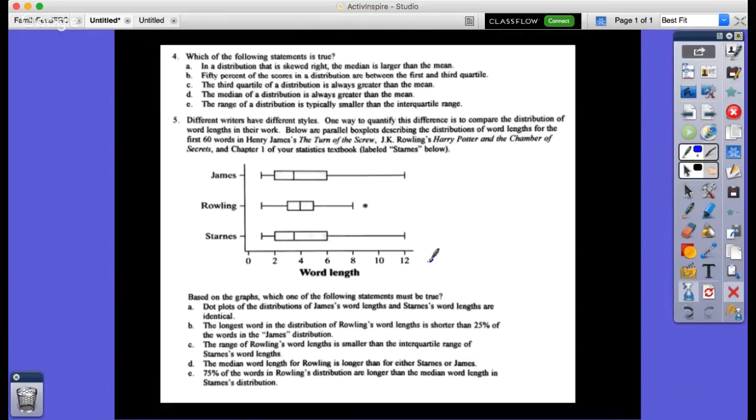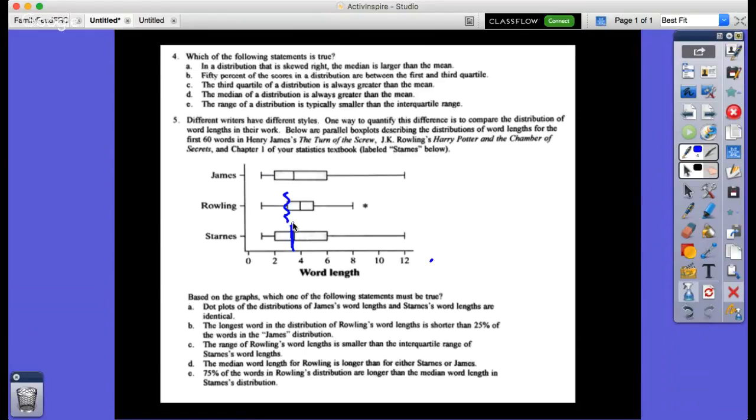75% of the words in Rawlings distribution, so that's here, are longer than the median word length in Starnes' distribution. When you say 75%, how do you know it's from Q1 past? That's the definition of Q1, right? Does that make sense? Q1 means that's the 25th percentile. How do we get Q1? We take the median, right? And we take the beginning number, and we literally find the middle number between the first and the 50th percentile.